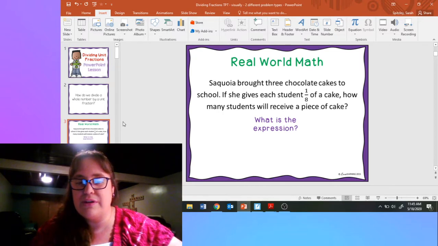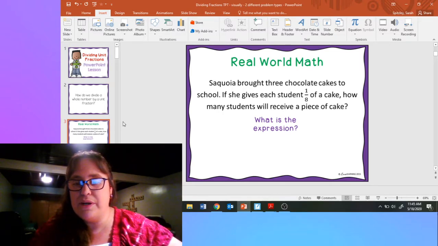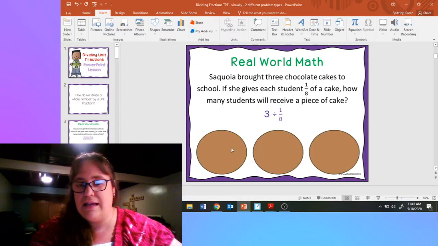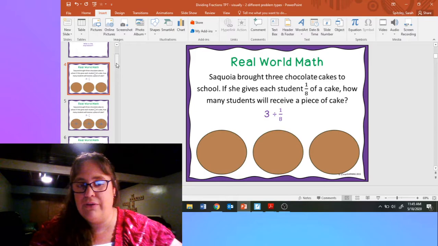It starts with a student named Sequoia who brought 3 chocolate cakes to school. She's going to give each student 1/8 of a cake. How many students will receive a piece of cake? So basically, this is what the problem looks like. She's got 1, 2, 3 cakes, and she's going to cut each cake into 8s. All right, so it's going to look like that.